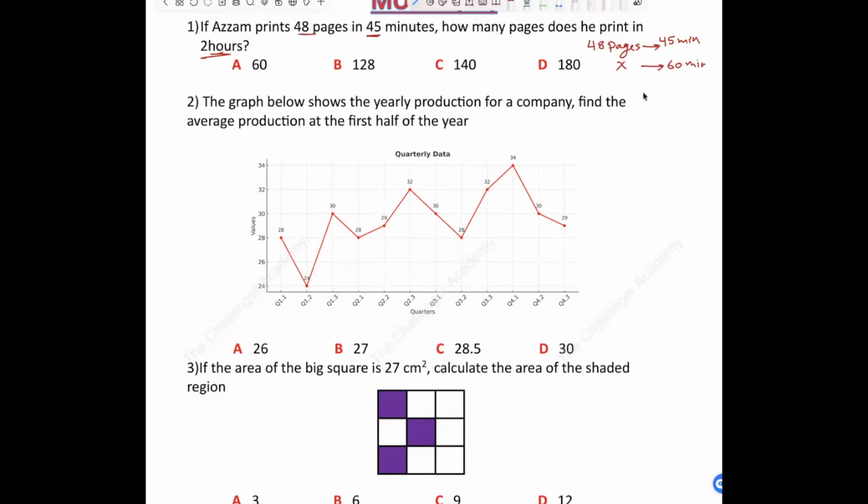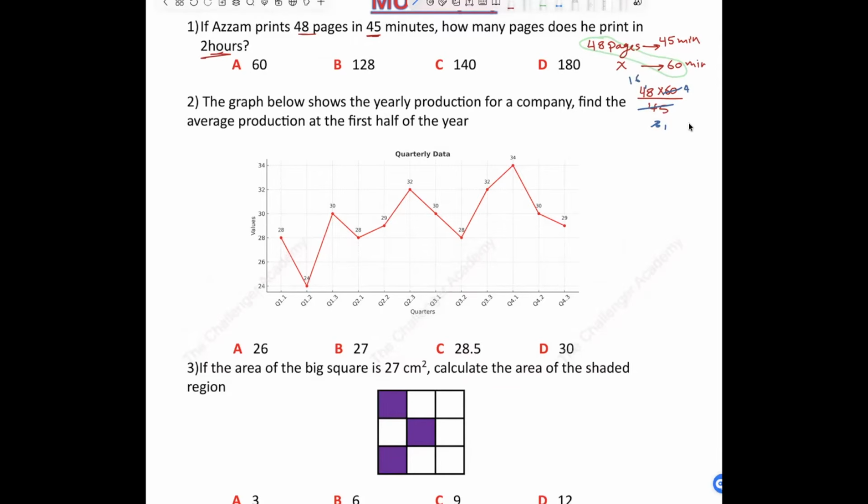Use cross multiplication. It means x equals 48 times 60 over 45. You are multiplying the numbers diagonally. This diagonal, 48 times 60 divided by 45. Then try to simplify. Divided by 15, it will be 3. Divided by 15, it will be 4. Divided by 3, it will be 1. 4 divided by 3 is 1, and the remainder is 1. 18 divided by 3 is 6.